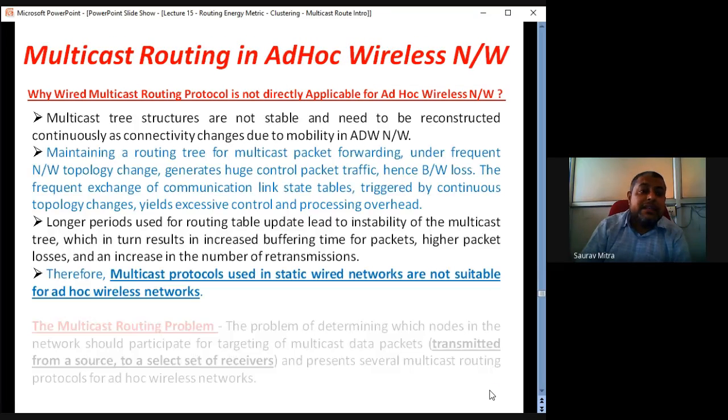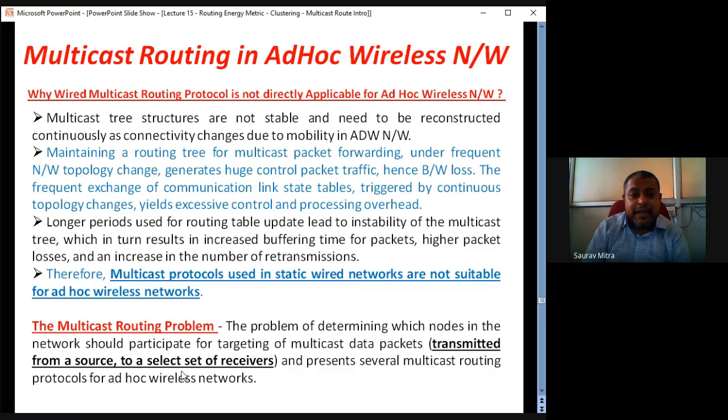So here the reasons are given in this paragraph, so you can go through why wired multicast routing is not directly applicable for ad hoc network. First thing is multicast tree structures are not stable in the case of ad hoc, and connectivity continuously changes due to mobility. That is the first thing. Maintaining a routing tree for multicast packet forwarding under frequent network topology change generates huge control traffic. That is the problem of ad hoc network, hence bandwidth loss.